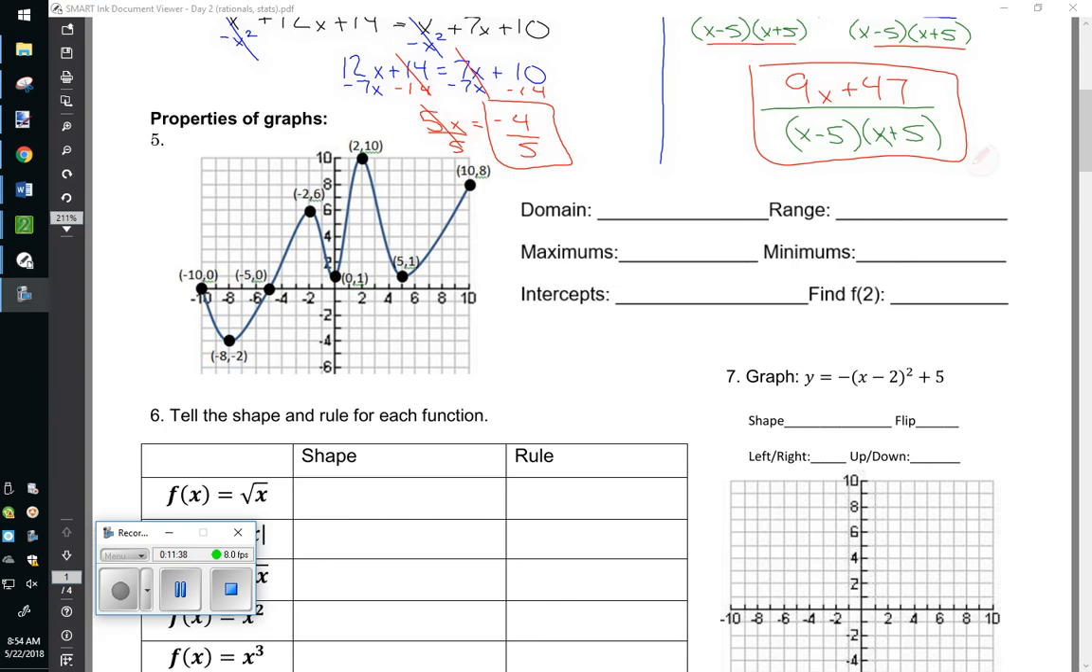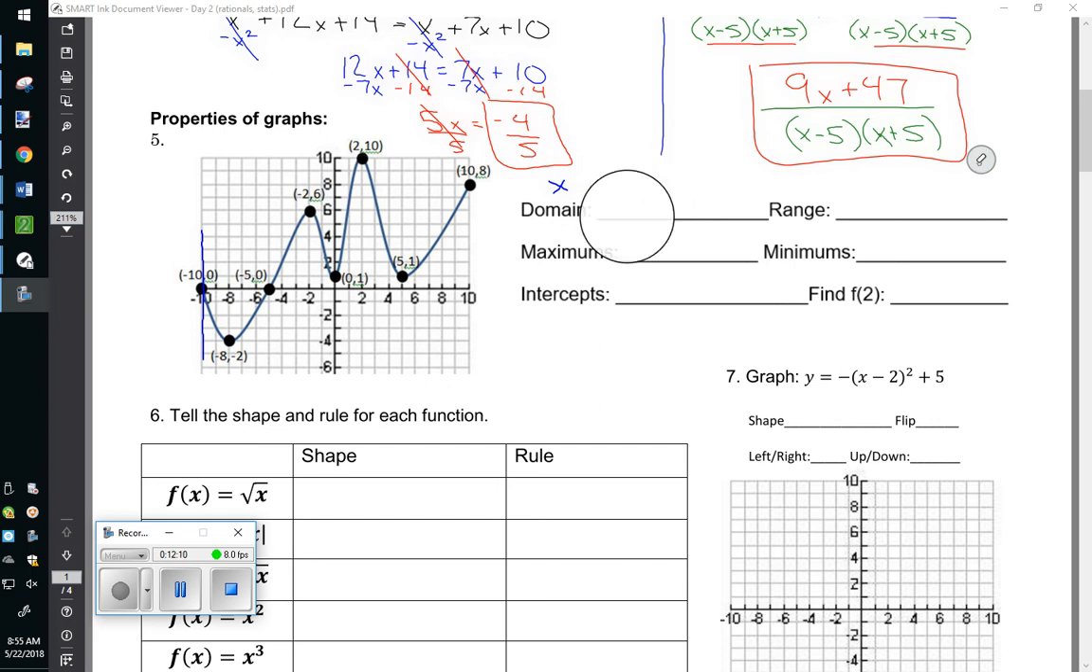Properties of graphs. We've got a graph right there. We're talking about domain. When we say domain, what does domain mean for us? Domain means x's. So I'm looking to see the left side of my graph to the right side of my graph. Tell me stop when I reach my graph for the first time. Right there. Negative 10. That's the first x value that I use, and you're going to bracket that thing all the way till you get to the end.